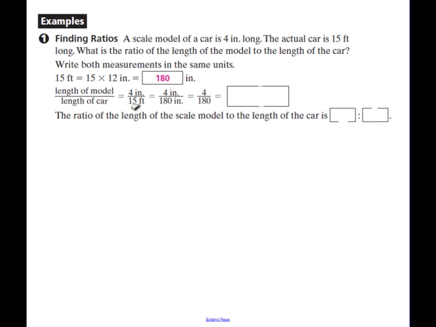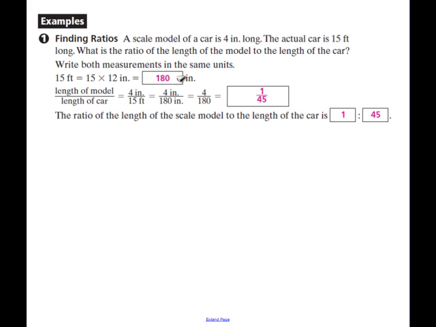So then they substitute in for 15 feet. They say 180 inches instead. The units technically cancel, right? Ratios tend to not have units because the units will end up canceling. So we get 4 over 180, which can be reduced down to 1/45. So the ratio of the length of the scale model to the length of the car is 1 to 45.